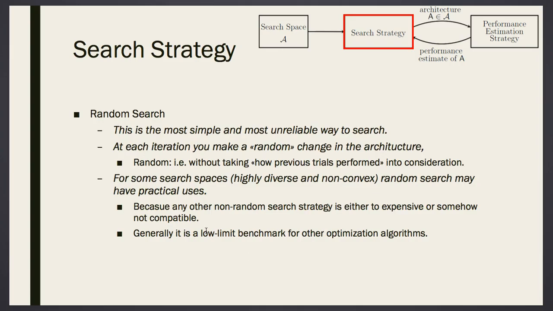You have a search space. You're randomly searching. Yeah, you can do that. I mean, this is a type of optimization actually. You're randomly searching. It sounds a bit stupid, but it has its usages, guys. This is the most simple and most unreliable way to search because you will definitely get lost.